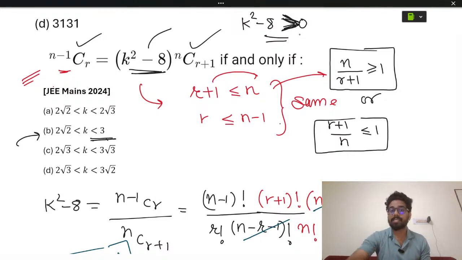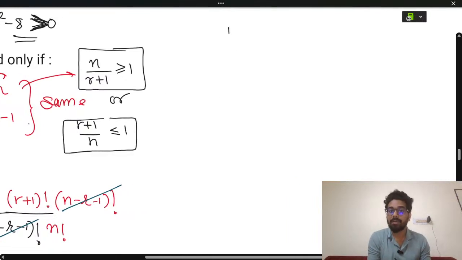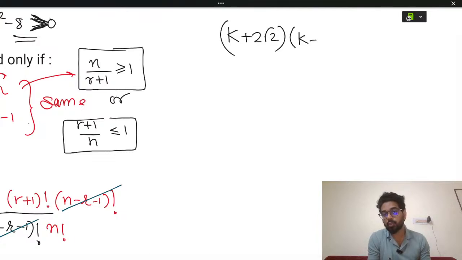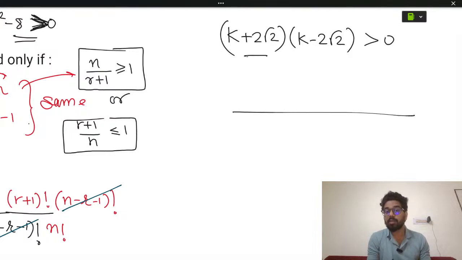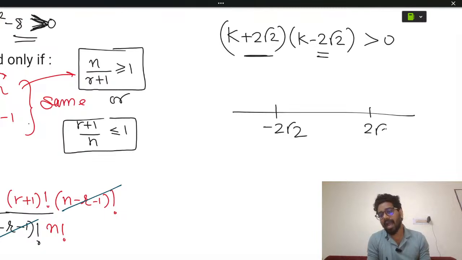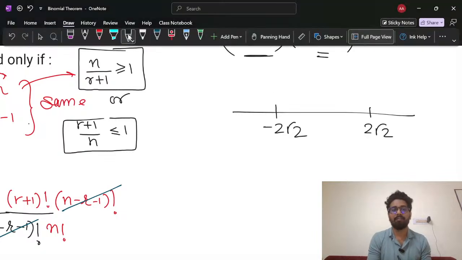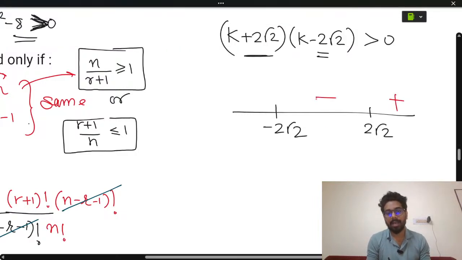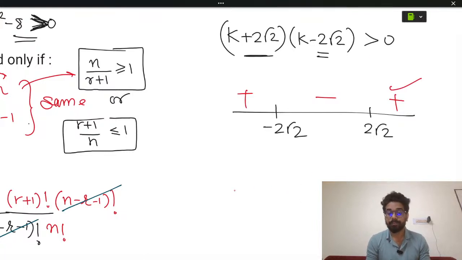So k square minus 8 more than 0. Now how will you do it? The same way, k plus 2 root 2, k minus 2 root 2 should be more than 0. Again the same thing. When will this be 0? At minus 2 root 2. When will this be 0? At 2 root 2. Guys, I would not waste my time in an examination because I have got two numbers which satisfy option number B. Okay. Again the same thing, plus, minus, plus. What do we want? Plus sign. So k has to be more than 2 root 2. Now the final answer is more than 2 root 2 and less than 3.